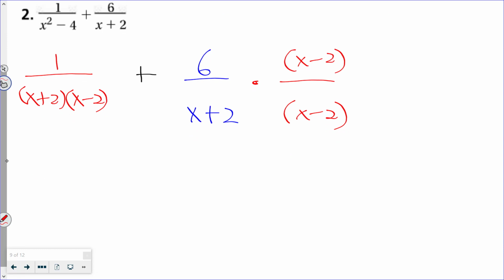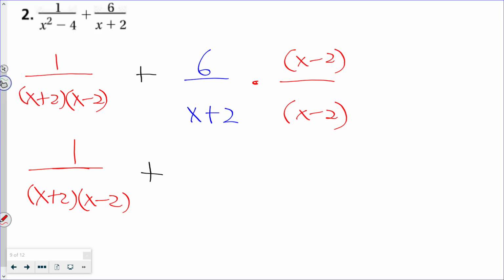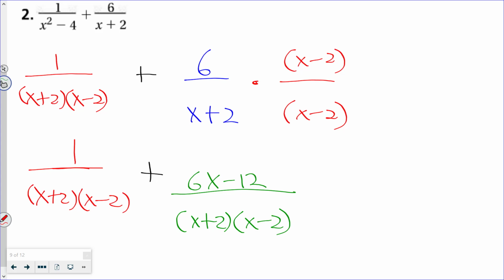The left side will remain 1 over x plus 2, x minus 2. The right side is going to become 6 times x minus 2, which is 6x minus 12. Yes? 6x minus 12 over x plus 2 times x minus 2. Does anyone need me to explain anything before we continue?